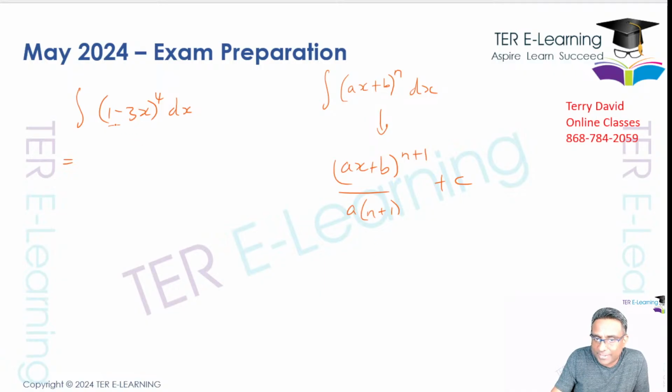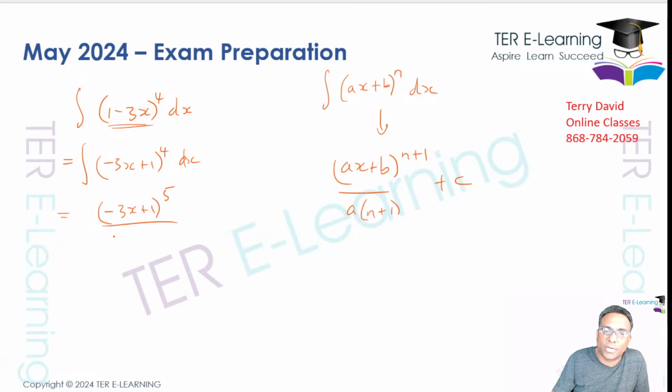But if you look at this here, it's written a little differently. So what I normally tell students to do is to write this as 3x plus 1, to the power 4. And now we can integrate using the formula here. So in which case, it'll be minus 3x plus 1 to the power 5, because you're adding 1 to the index. And this is going to be a by n plus 1. So it's going to be minus 3 multiplied by 5. So this is minus 15 plus c. Always remember, when you integrate something, you must include your constant.